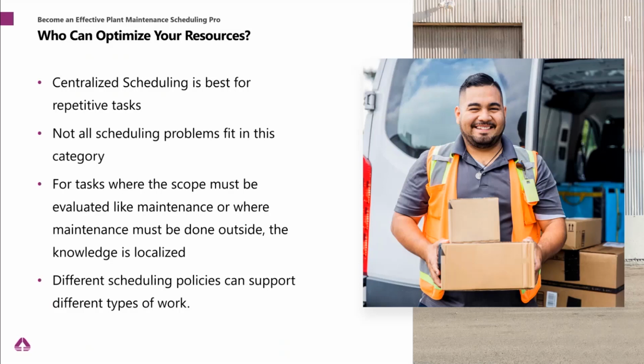So there are other types of work, like certain types of maintenance or trade work, where a lot more of the knowledge is localized. So the point here is that not only do we have a good business process to support our scheduling, we also take into account whereabouts the knowledge is to optimize the work, because that will affect what kind of scheduling policies we put into place.